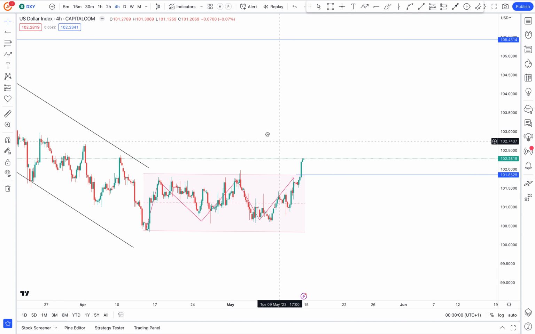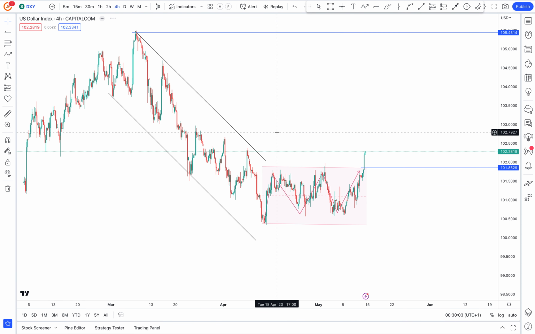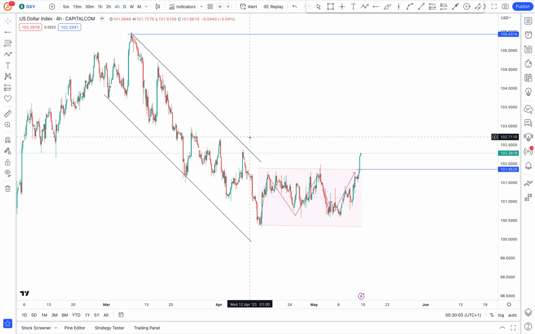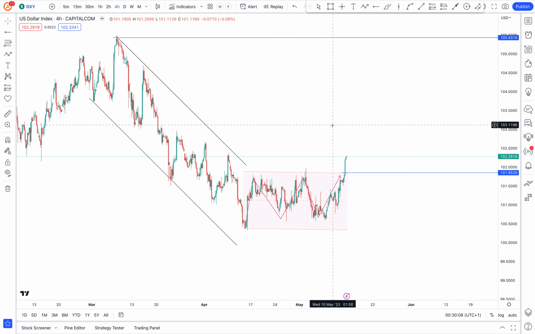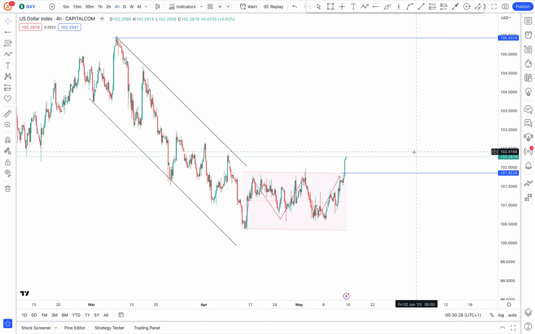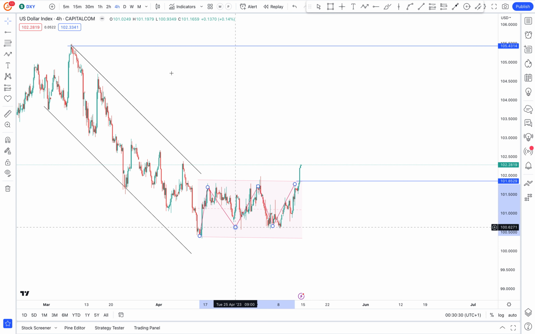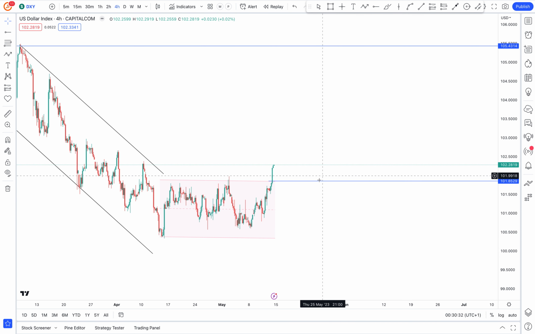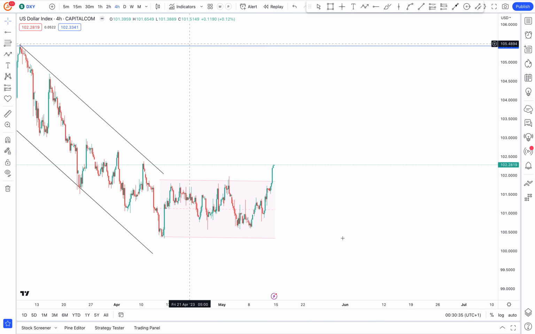So guys, my bias for this coming week is bullish, right? It's bullish because the price has been consolidating, and knowing that we've already had a breakout of this consolidation box, all I'll be expecting price to play out on the DXY is a bullish move. So I would be expecting further bullish move on the DXY for this coming week.